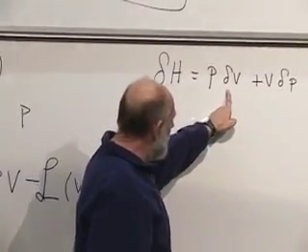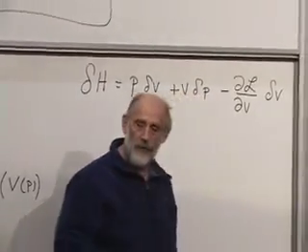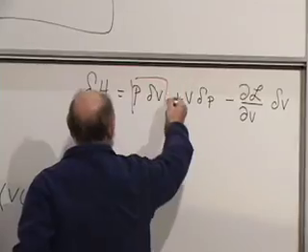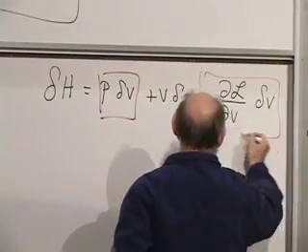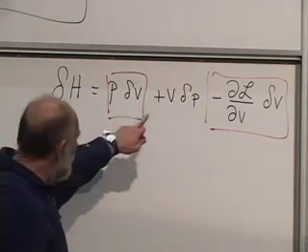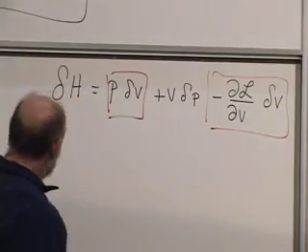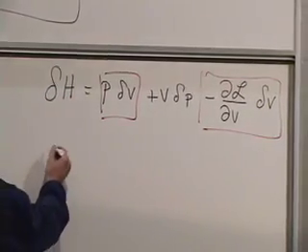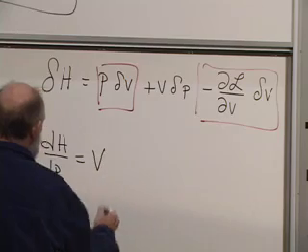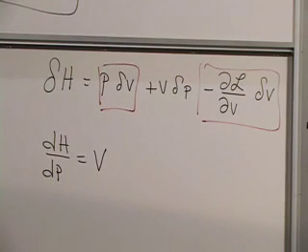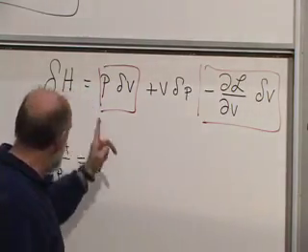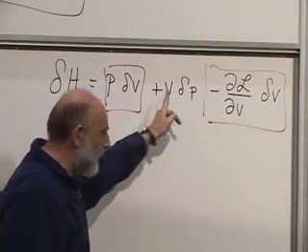Well, here I have P dV. Here I have minus P dV. So these two cancel completely. These two are the same, and therefore cancel. Well, not the same, but opposite. And that just leaves the change in H is V times the change in P. That's the same thing as saying that the dH by dP is equal to V. In other words, the change in H, when I change P a little bit, is just equal to V.